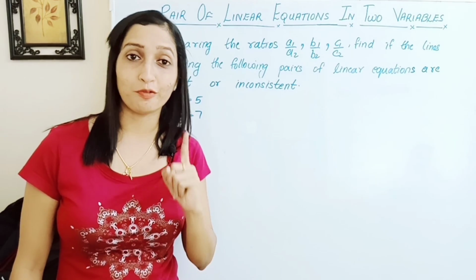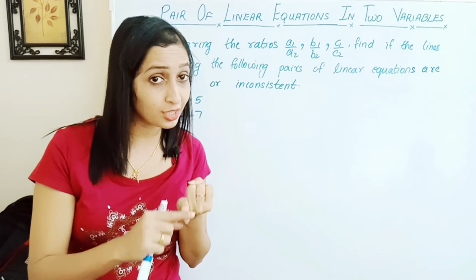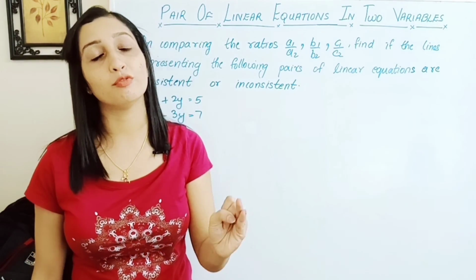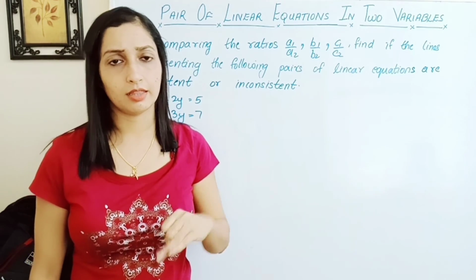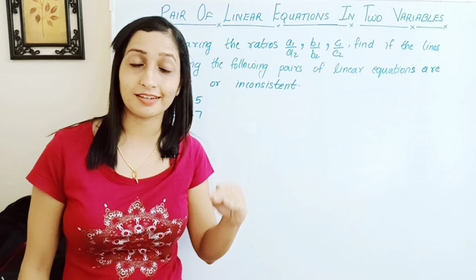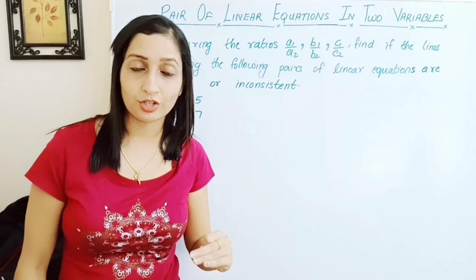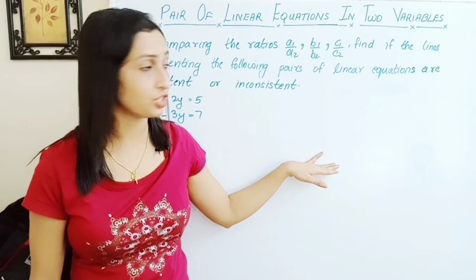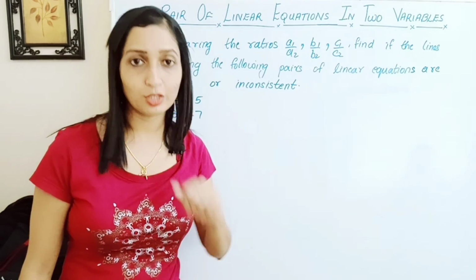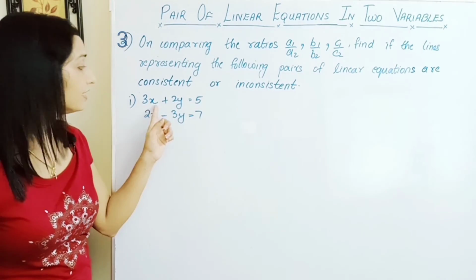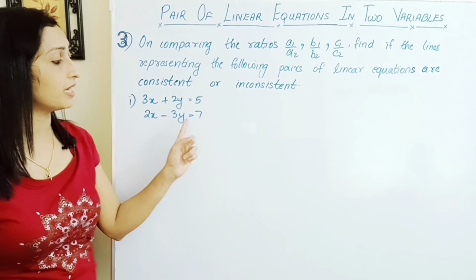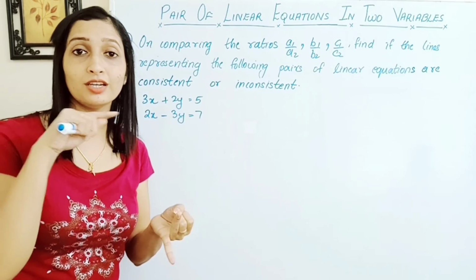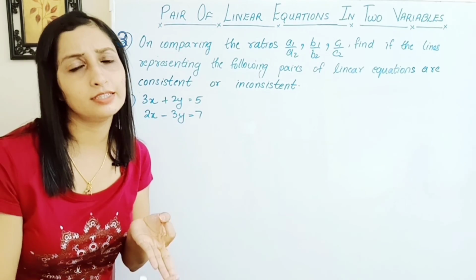When a pair of linear equations has a unique solution or infinitely many solutions, then you say that the pair of linear equations is consistent. Then when do you say they are inconsistent? When the pair of linear equations has no solution, you say that the given pair of linear equations is inconsistent. So now let's move on to part 1, that is 3x plus 2y equals 5 and 2x minus 3y equals 7. So you need to check whether it has a unique solution, infinitely many solutions, or no solution.